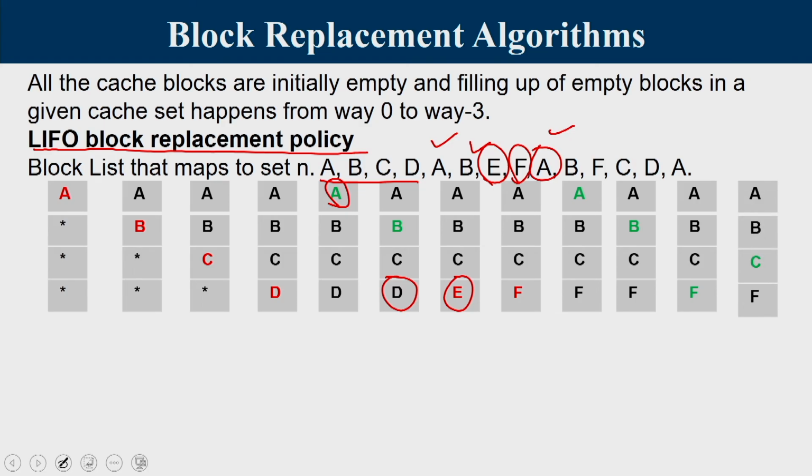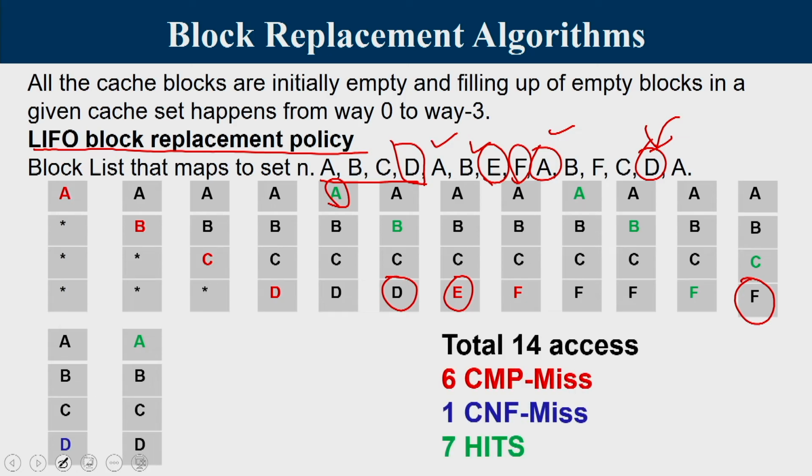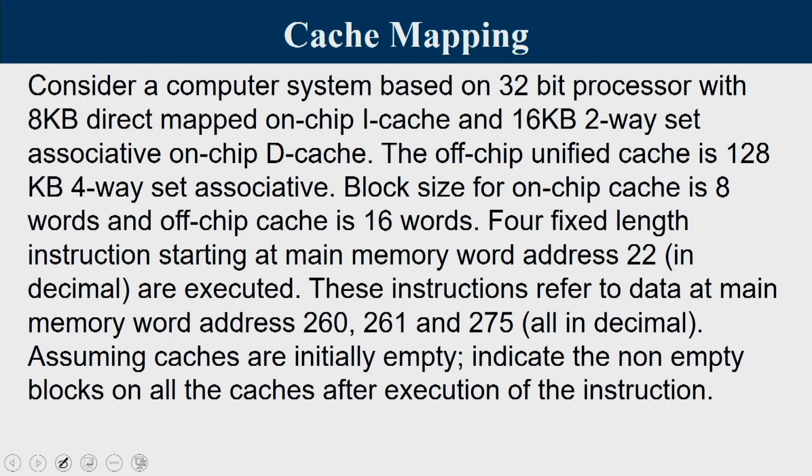And then we have D, but D is no longer present here. But D was initially brought at this point. So this is now a conflict miss, it is not a compulsory miss. So to bring in D, F is going out, last in first out. So D is going to come here, this blue color indicates a conflict miss, and then the last one, A, is a hit. So in this case, you can see that out of a total of 14 accesses, there were 6 compulsory misses, 1 conflict miss and 7 hits. We move on to the next question.